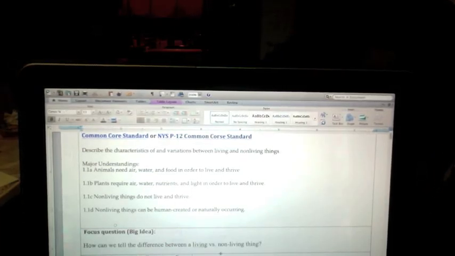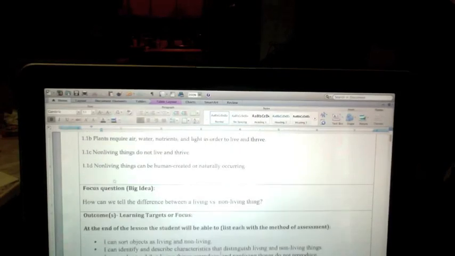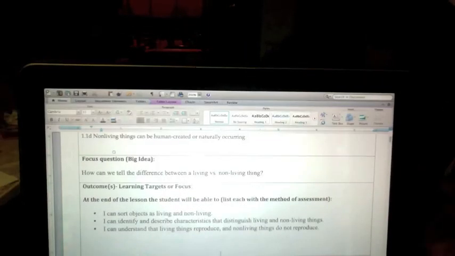My learning targets, or my focus, by the end of this lesson: students can sort objects as living and non-living. Students can identify and describe characteristics that distinguish living and non-living things. Students can understand that living things reproduce and non-living things do not reproduce.